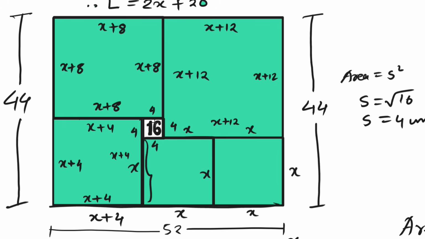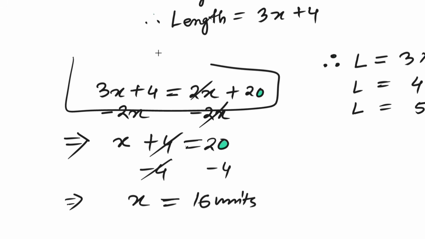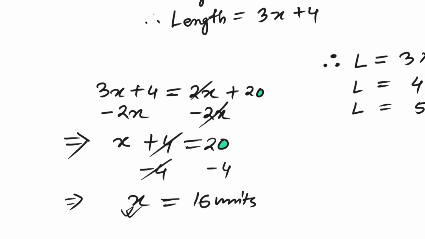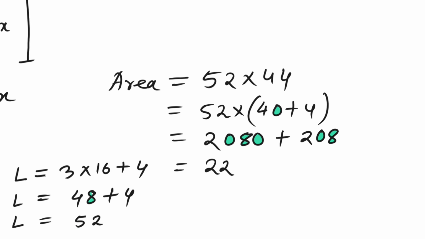The key idea here was to use the known area of the shaded square to find its side, use that side to express the surrounding square lengths, compare two expressions for the same overall length to determine x, and finally, use the rectangle area formula. And that gives us our final answer, 2288 square units.